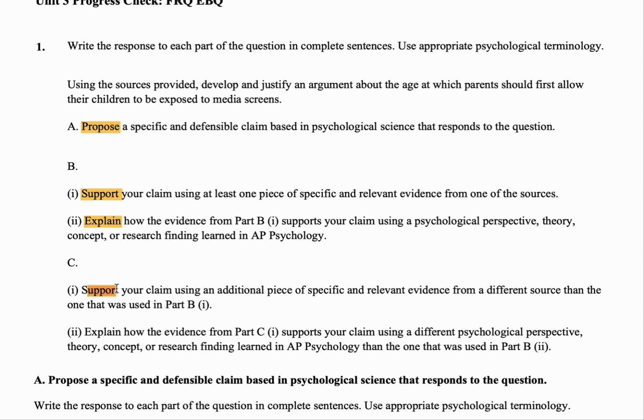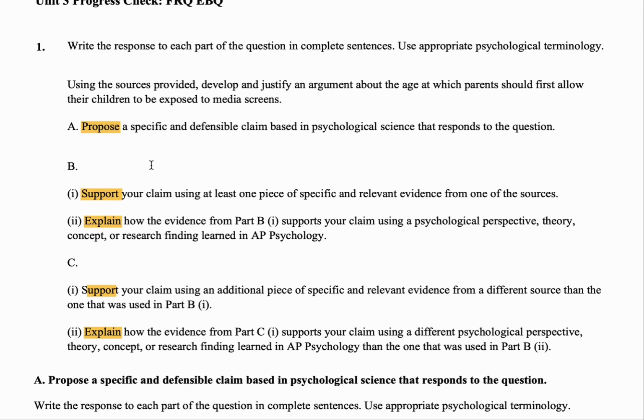This is the same here. So basically C and B, you can look at them as if they're the same question, but you have to use different parts of the evidence and different psychology terms to solve it, but it's very similar. What they're asking you to do is similar. So these are the task verbs.